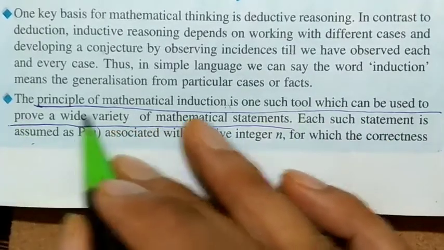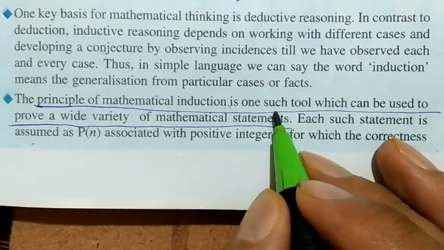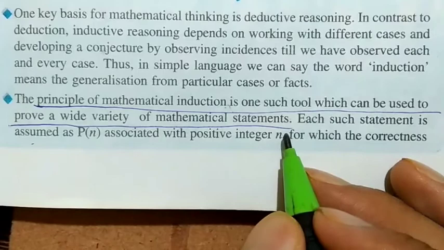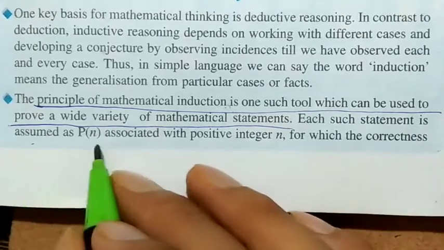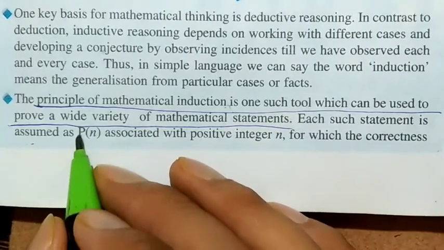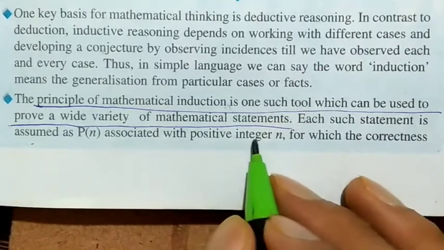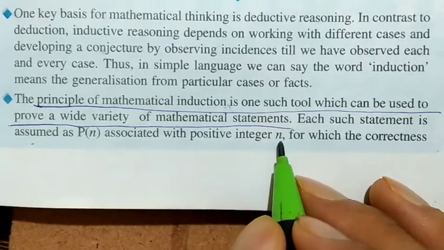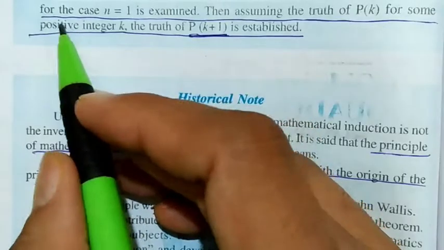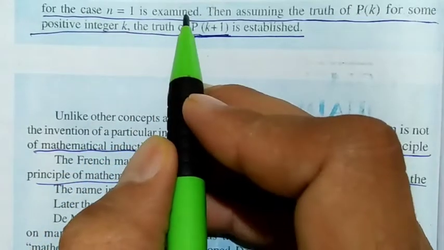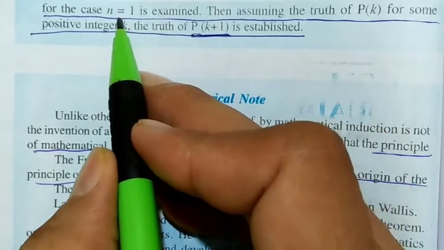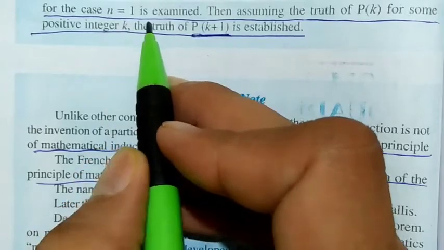Second point, the principle of mathematical induction is a great way which can be used to prove a wide variety of mathematical statements. Each such statement is assumed as P(n) associated with positive integer n. Here n is a positive integer, meaning natural number, for which the correctness for the case n equals 1 is examined. Means for n equals 1, we check the correctness of that statement given in terms of n.